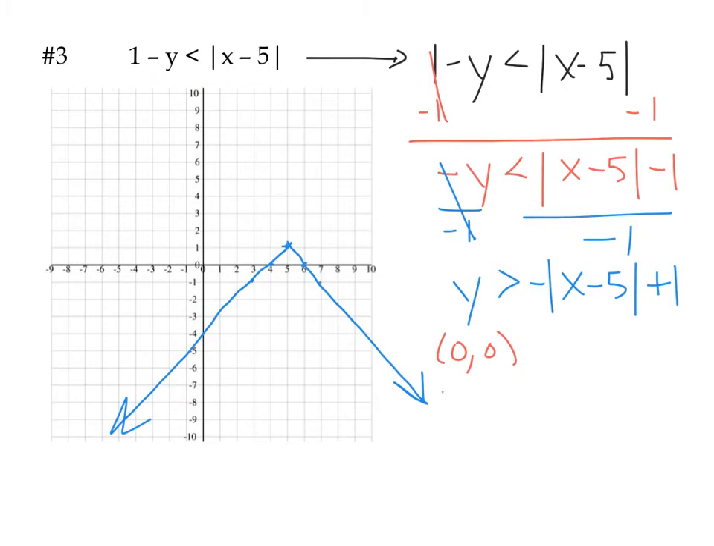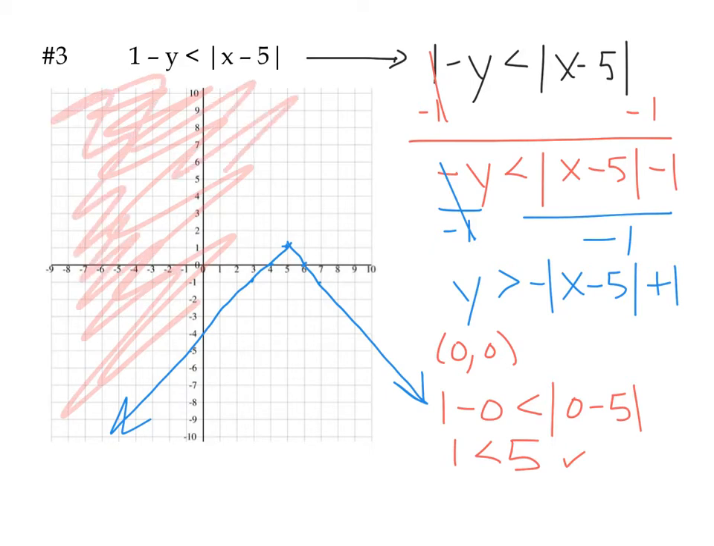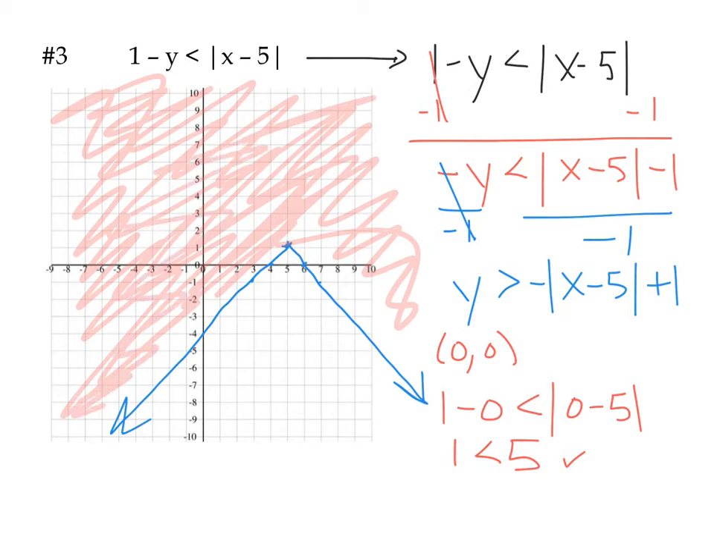So I'm going to put in 1 minus 0 less than absolute value of 0 minus 5. So that's 1 is less than 0 minus 5, which is -5. The absolute value is 5. So 1 is less than 5. That's accurate. So this point 0, 0 is part of my solution. So that means I want to shade this part of the graph and then everything around the absolute value there. So it's going to look like this. Nothing inside the V, just everything around outside of it.